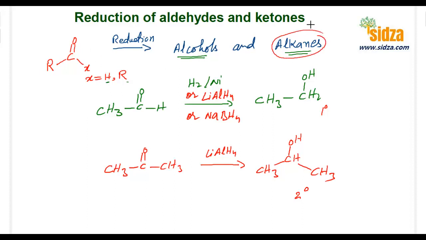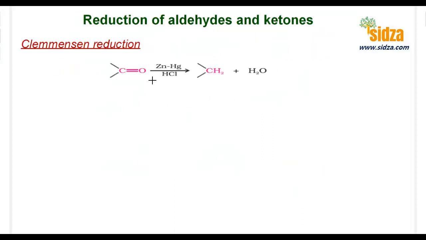You can also get alkanes from the aldehydes and ketones, right? That means we can get alkanes, but not by these reducing agents. We have to use a different reducing agent here to get an alkane from the aldehydes and ketones. We convert the aldehydes and ketones into alkanes by two important reactions. One is the Clemmensen reduction, the other one is the Wolff-Kishner reduction, right? These are the two famous reactions from which you get an alkane from the aldehydes and ketones.